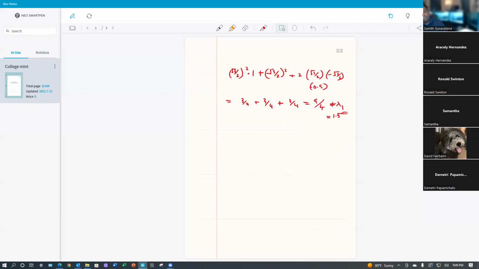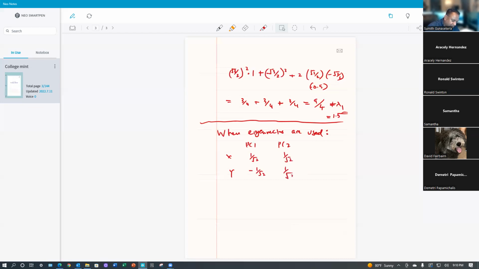But on the other hand, if you use the eigenvectors, the picture is going to change a little bit. This is using the loadings. Look at what's going to happen when eigenvectors are used. PC1, PC2. Here x, here y. I have 1 over √2 this time. Negative 1 over √2, 1 over √2, 1 over √2.